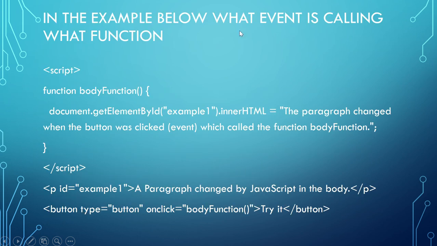In the example below, what event is calling what function? So we've got our script. And then there's our function. We've got a paragraph. And then a button. The button says on click, we're going to call the body function. So the event is on the click. And it is calling the body function. The body function is right here. And it is going to change the inner HTML of example 1 to say that.